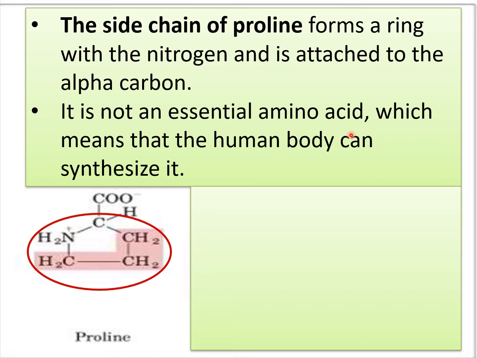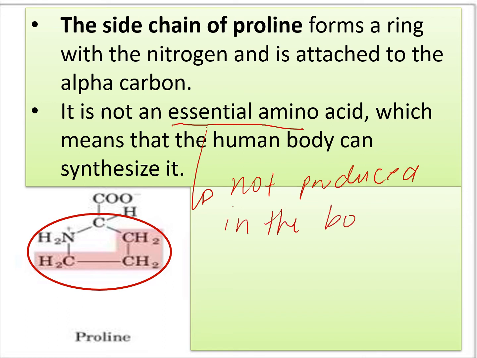Proline is not an essential amino acid, which means that the human body can synthesize it. Now let's first define what is an essential amino acid. An essential amino acid is a specific amino acid that is not produced in the body, which means the body has no capability in producing that specific amino acid, but the body needs that specific amino acid. Hence, we get this specific essential amino acid from food sources.